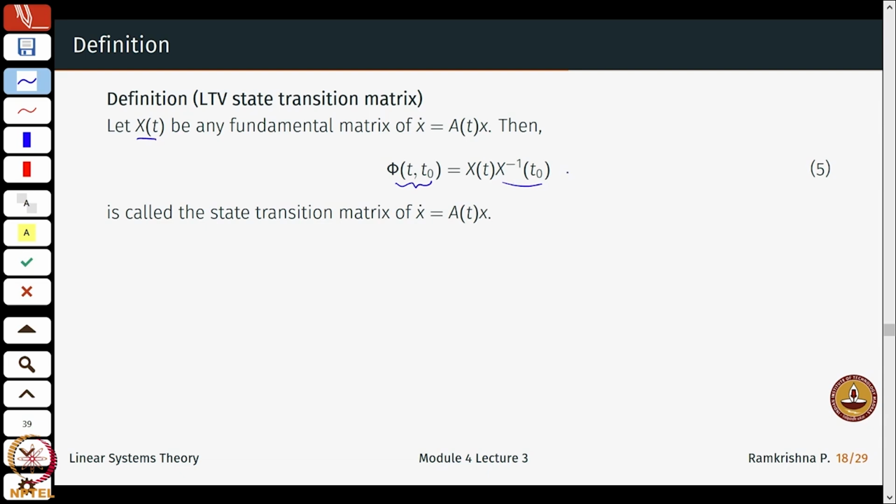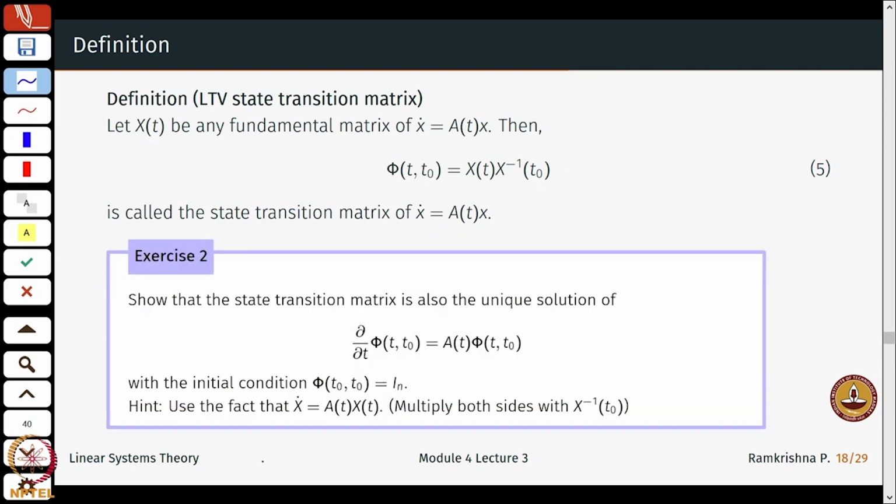Okay, which also eliminates the thing that I am not really looking at any 0 initial condition, that is not really exciting to me. Now, this phi(t, t0) is called the state transition matrix of x dot = A(t) x. As usual, we will have to verify this claim. Can I show that the state transition matrix is also a unique solution of this one?